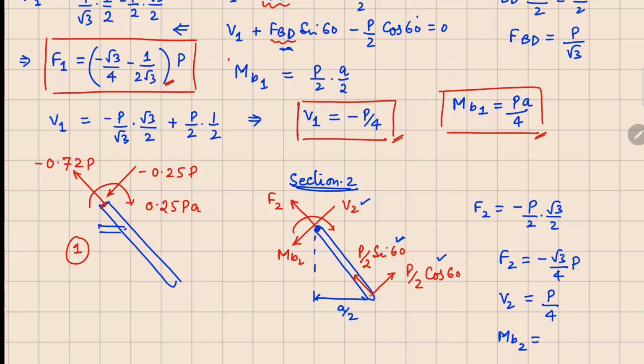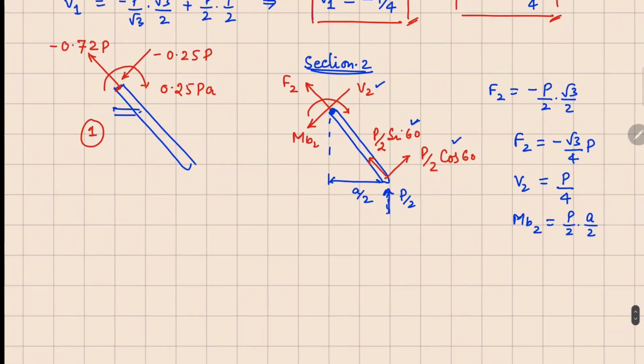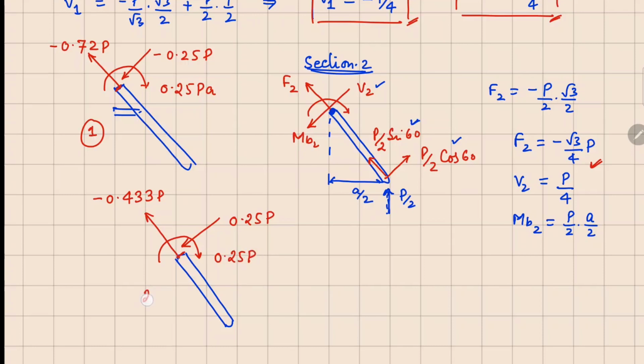If I take moment over this point, it's going to balance the force that we have removed from here, which was P by 2. So the moment because of this P by 2 is going to be P by 2 times A by 2. Now we have all the values. If I draw a separate section here for section 2, the forces on this one right here are your axial force, which, if I simplify, is 0.433 P, your shear force going this way, which is 0.25 P, and your bending moment here, which is again 0.25 times P. So this is your section.